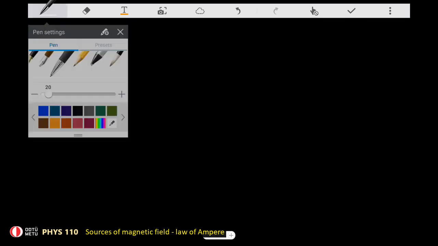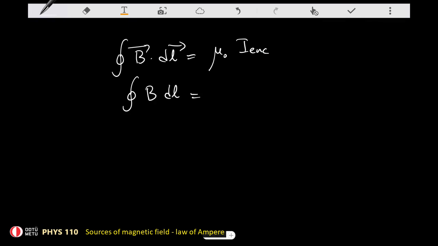Right? Let's just repeat the argument. So for this case, the integral of B dot dl, we just start with Ampere's law. That's the official version. In the first step, I convert the integral into an integral over the magnitudes. Then in the second step, I take the magnetic field out. And in the third step, I recognize that this is basically the circumference of the Amperian loop.